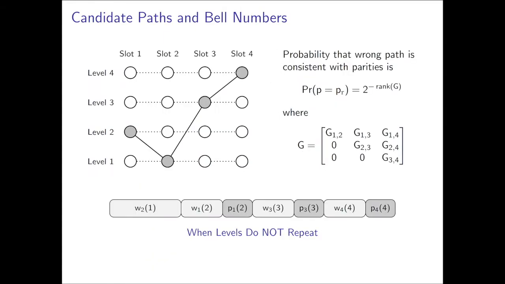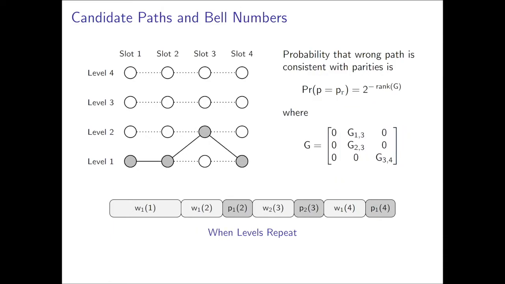Let's see what happens through a simple illustrative example. Here the levels can be thought of as a labeling of the devices, and the candidate code word is formed by taking one block from every device. In slot 1, the block comes from device 2, in slot 2 it comes from device 1, in slot 3 it comes from device 3, and in slot 4 it comes from device 4. So levels are not repeated, and for this type of code word, the probability that the tree decoder detects this as an invalid code word is 2 raised to minus the rank of G, where G is this block triangular matrix. The story is different when devices are repeated.